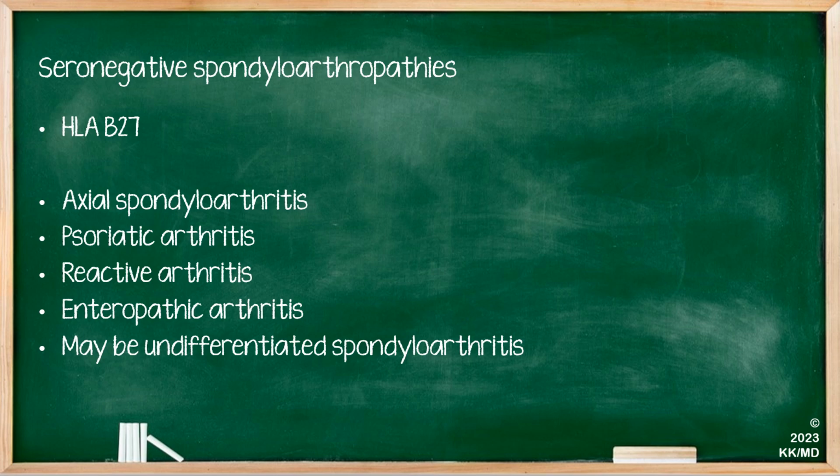So you will recall that we talked about axial spondyloarthritis in our previous episode, and psoriatic arthritis is the second condition that comes underneath the seronegative spondyloarthropathies, all of which are HLA-B27 associated. The other three under this section are reactive arthritis, enteropathic arthritis, and maybe undifferentiated spondyloarthritis.